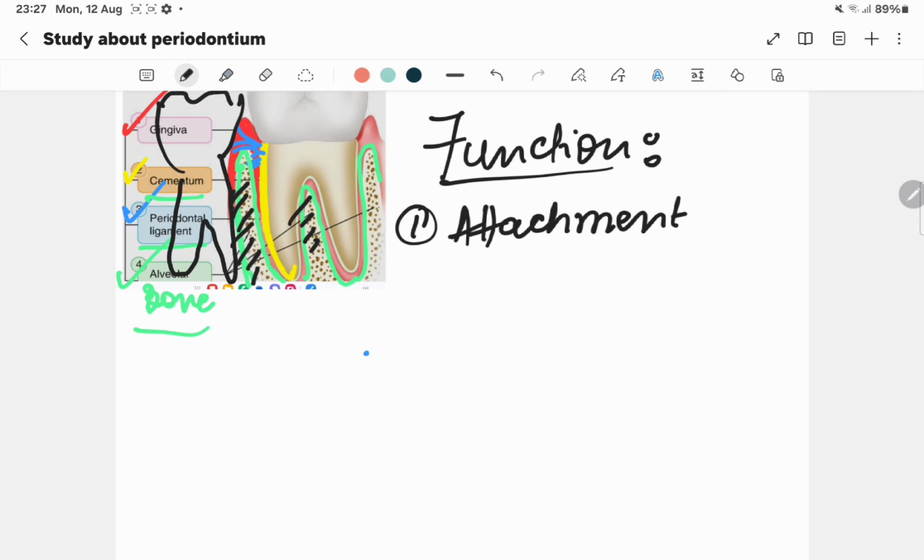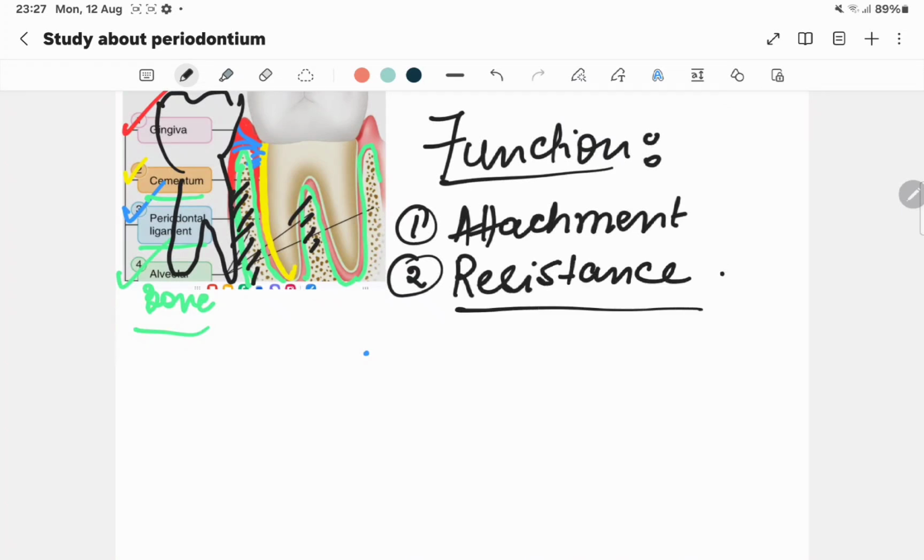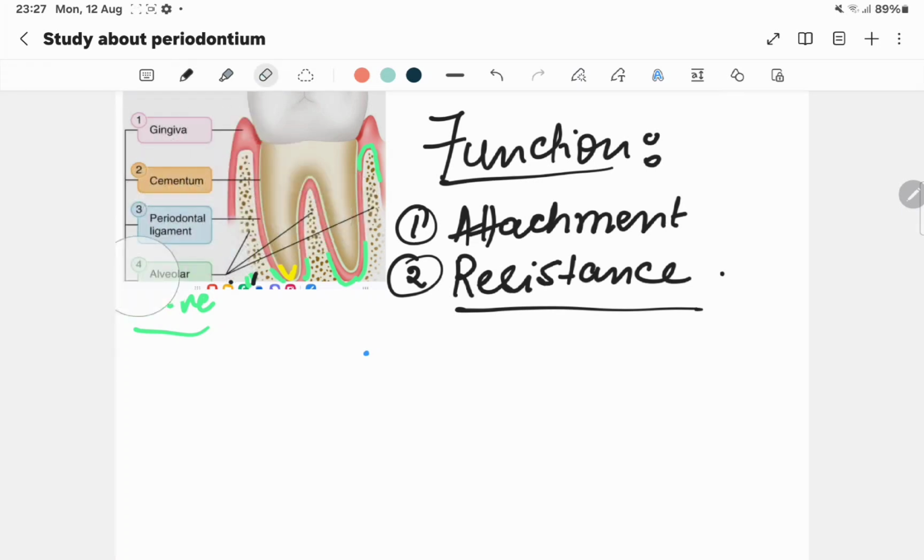So the first function is attachment, second function is resistance. Basically this resists all the forces of occlusion and mastication. So if there are forces from here, forces from above, so that the tooth doesn't displace, it gives resistance.